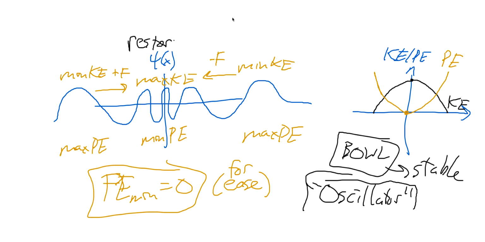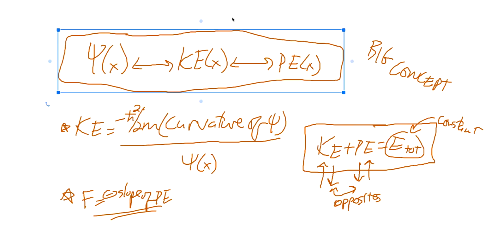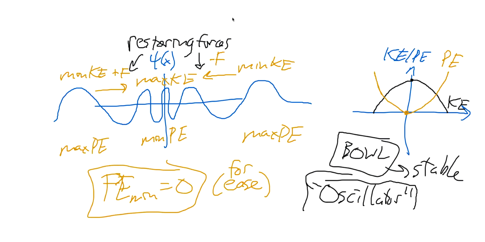And all of this came from where? This. We knew the wave function. So therefore we knew the kinetic energy, so we knew the potential energy. That's how we got this. I just drew a wave function. I just drew a bunch of wiggles, right?